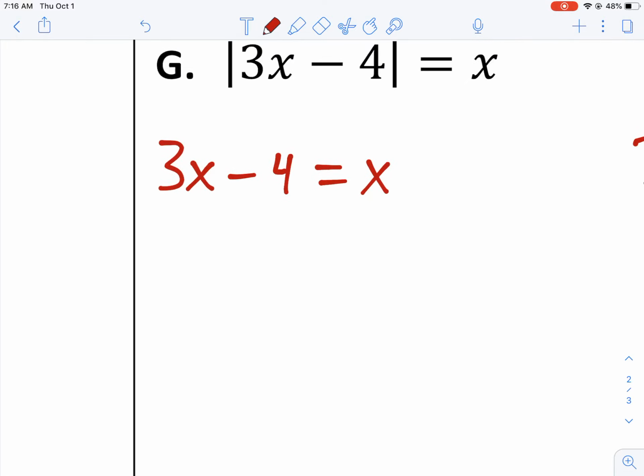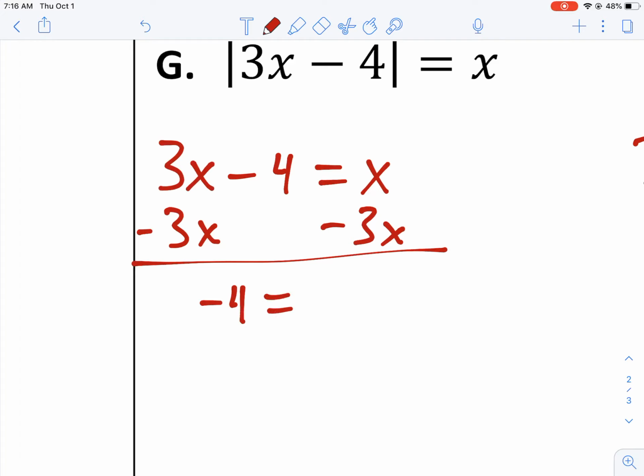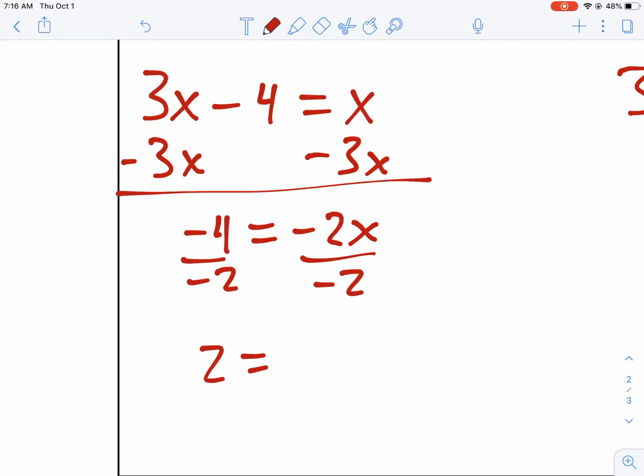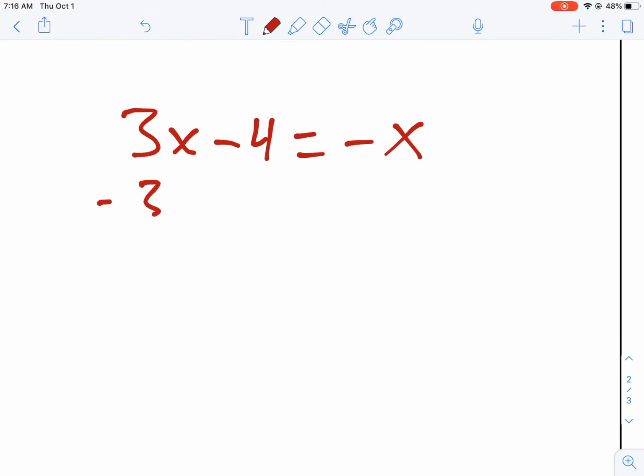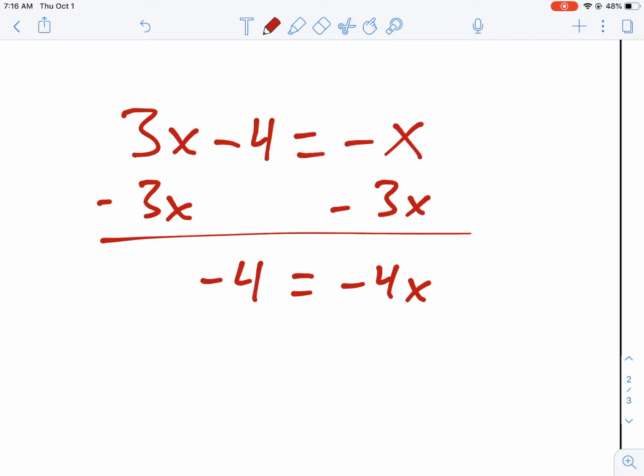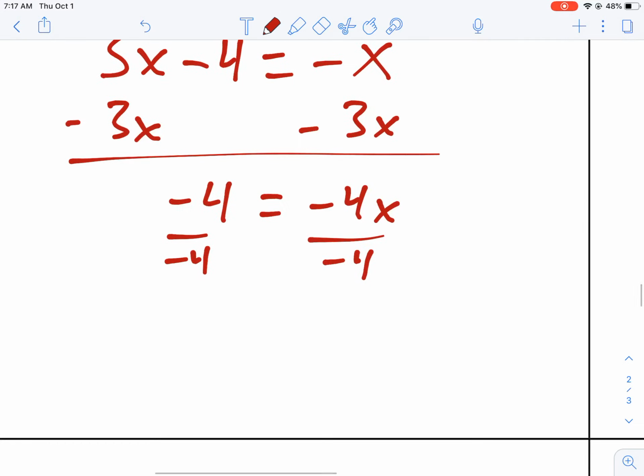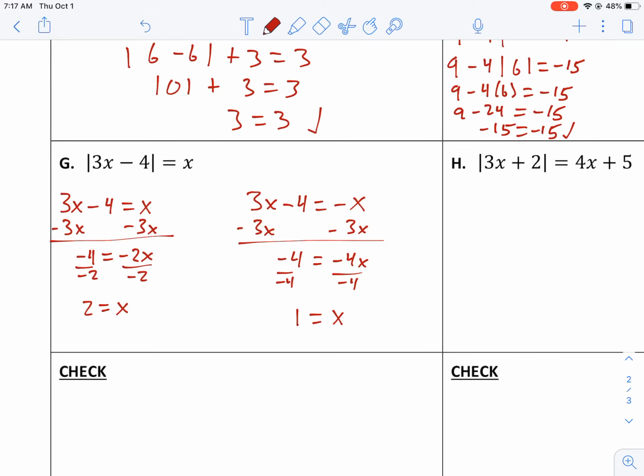And so we're going to solve here. Subtract 3x over here. We get -4 equals -2x, divide by -2, and we get 2 equals x. So there's one of our possible solutions. Subtract 3x over here. We get -4 equals -4x, divide by -4, and we get 1 equals x. So will both of these solutions work? I actually think they will.